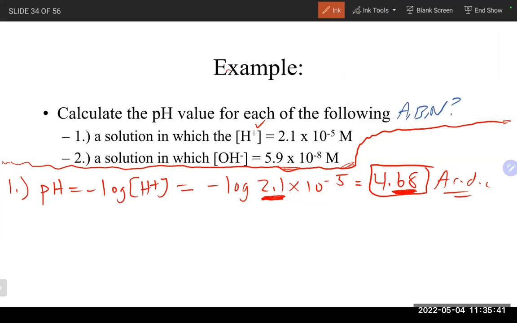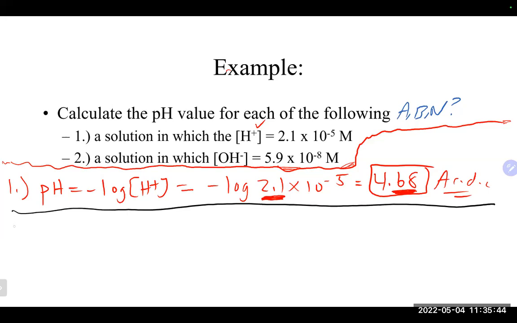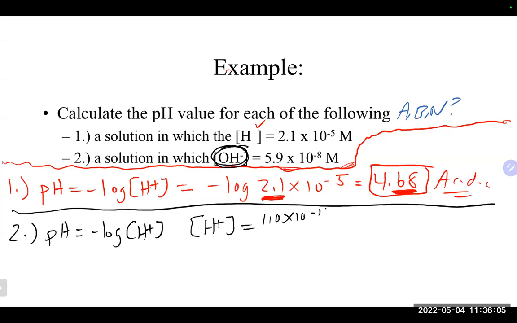Looking at this next one here, number 2. Once again, we're looking for the pH, which is minus the log of the H plus concentration. That is not what is given to us. That is the OH minus concentration. So we do need to get the H plus concentration here. The H plus concentration we could get by doing our KW: 1 times 10 to the minus 14 divided by 5.9 times 10 to the minus 8. And if we do that, it gives us like 1.7 times 10 to the minus 7, I believe.